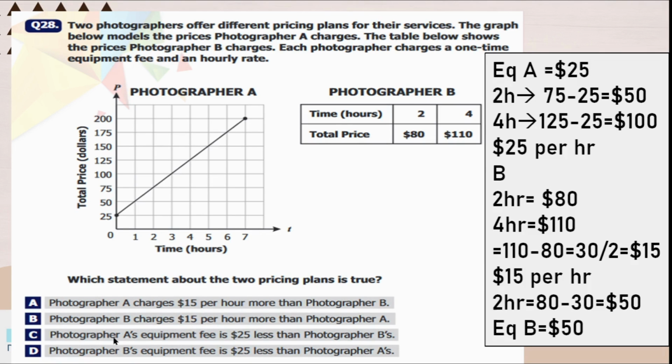Option C is photographer A's equipment fee is $25 less than photographer B's. That is correct because the equipment fee of A is $25, whereas the equipment fee of B is $50. So the difference is $25. So option C is the correct one.